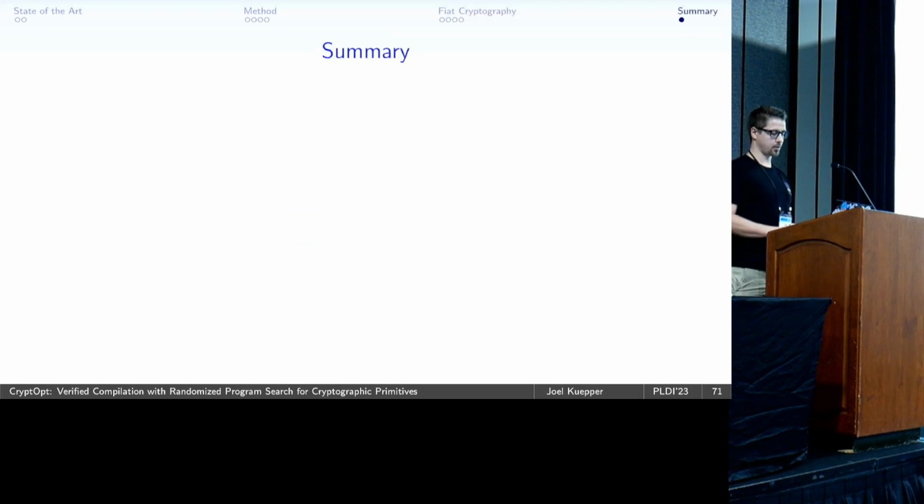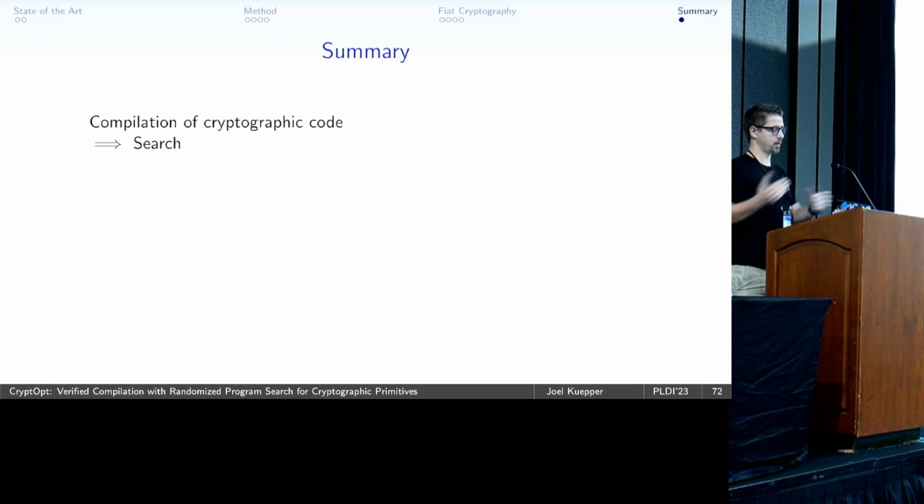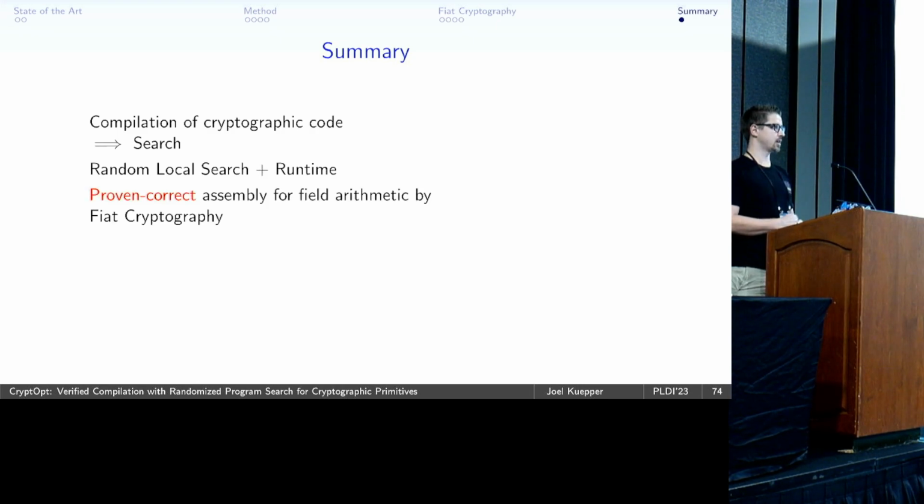So let's quickly summarize. We turned the compilation of cryptographic code into a search, and we used a random local search heuristic and used the runtime as our cost function. And the result of that is that we now have proven correct assembly for the field arithmetic produced by fiat cryptography, now with on-par performance to hand-optimized assembly.